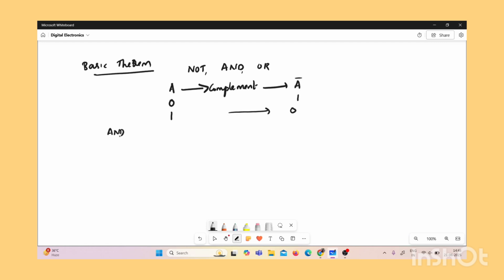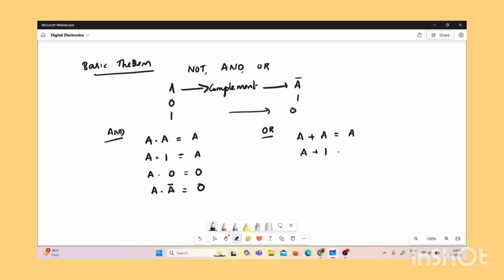Coming to the AND theorem, let us see the truth table for that. Whenever you perform AND operation between A and A, you will get A. A dot 1 is equal to A, and similarly A dot 0 is 0. And A dot A bar is also 0. Similarly, for the OR theorem, A plus A is equal to A, and very important, A plus 1 is equal to 1.